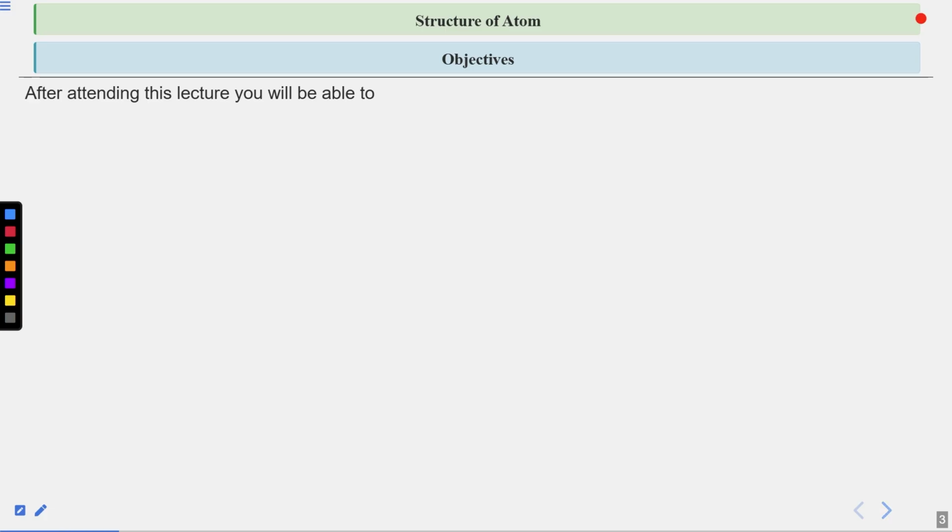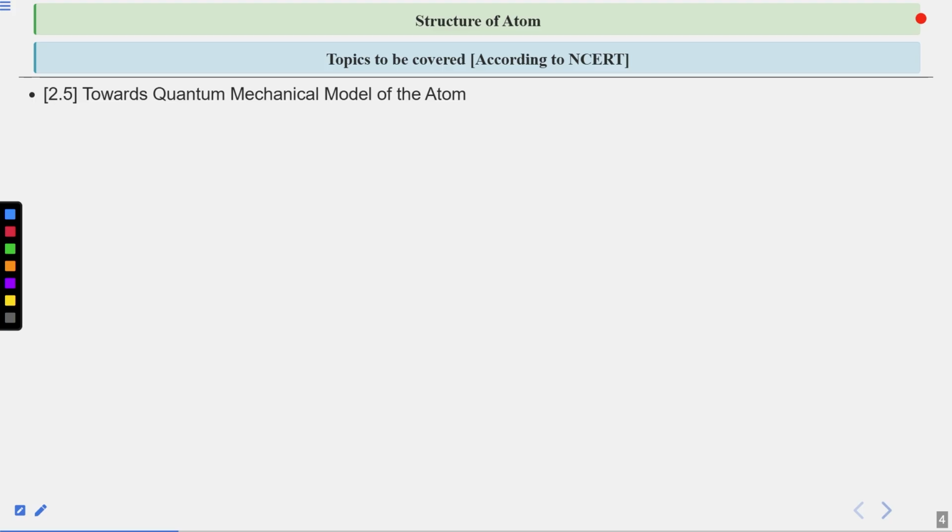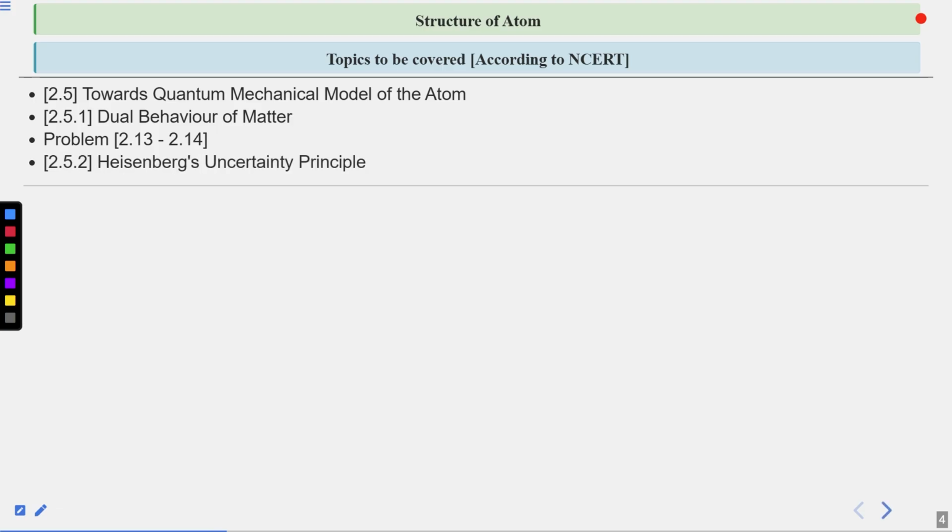In this lecture, we would be seeing the de Broglie relationship and the Heisenberg uncertainty principle. So what are the subtopics? This is basically a start towards the quantum mechanical model, which includes the dual behavior of matter and its related problems. Then the uncertainty principle given by Heisenberg.